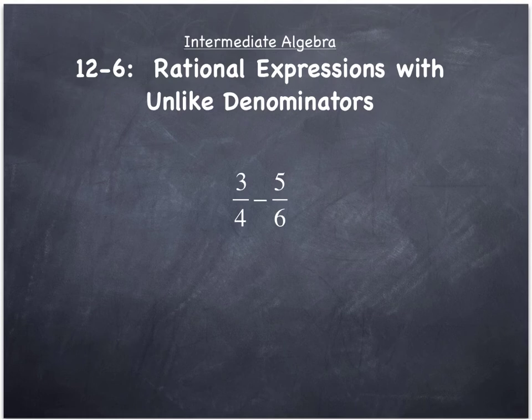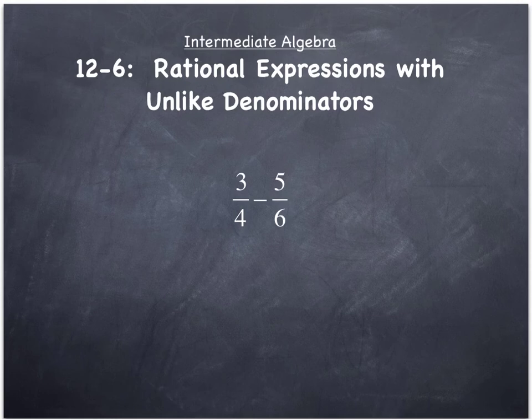So this is 12.6, rational expressions with unlike denominators. We'll start with a pretty easy example, one that you've done a year back. If we're trying to simplify this expression 3/4 minus 5/6, once again, of course, you remember that in order to put together any kind of fractions, adding or subtracting, you need common denominators.